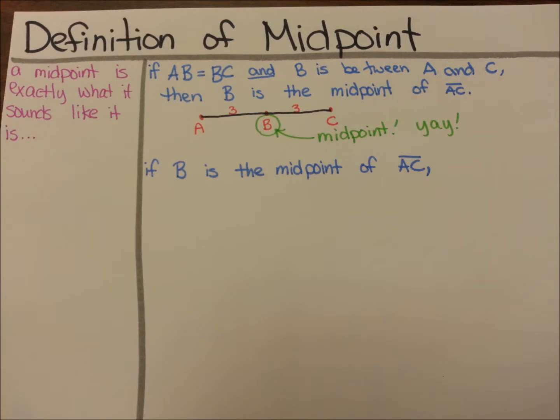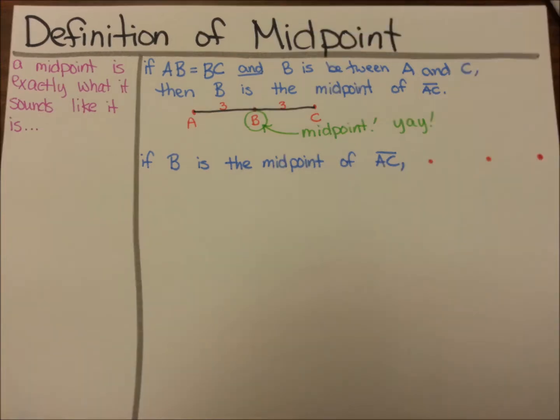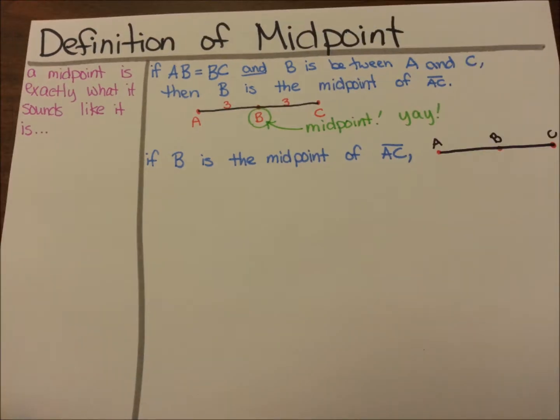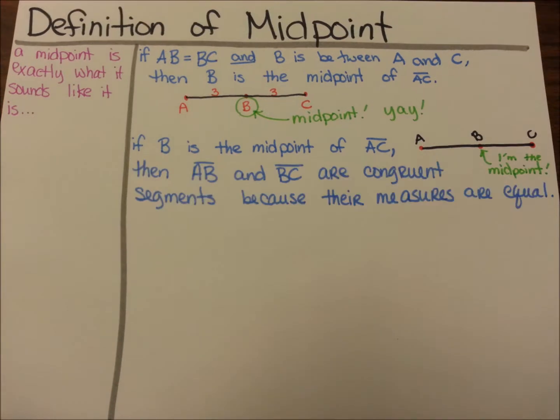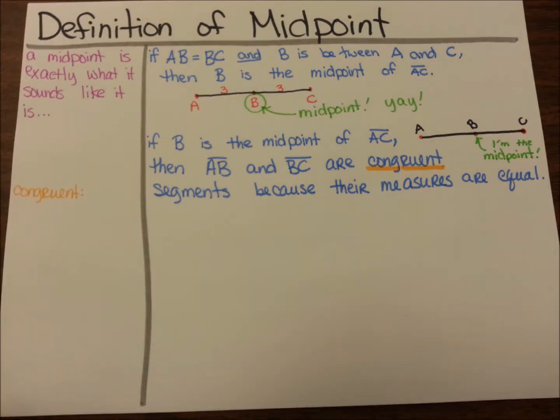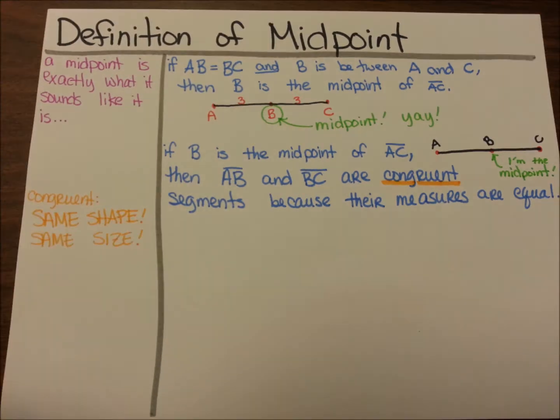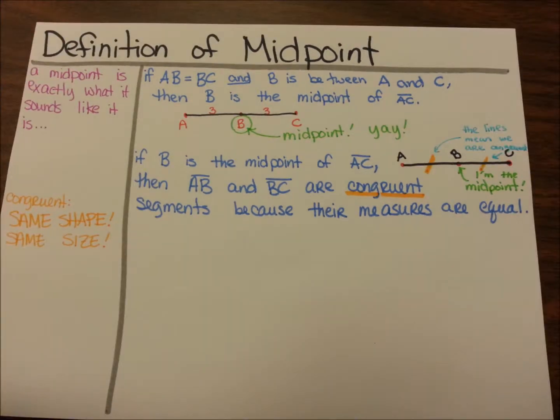The next part of the definition says, if B is in fact the midpoint of line segment AC, then line segment AB and line segment BC are congruent segments because their measures are equal. Remember, congruent means same shape, same size. Well, since their measures are equal, they've got to be the same size. And since they're both line segments, they're the same shape, so they're congruent.